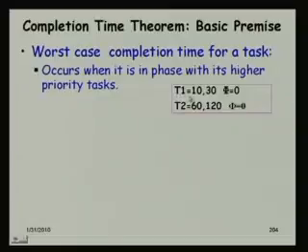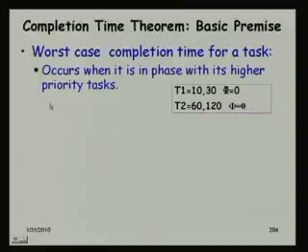T1 has an execution time of 10, a period of 30, a deadline of 30, and let us say a phase of 0. And another task T2, execution time of 60 and period of 120 milliseconds and phase of 0. Now, which will have the higher priority between T1 and T2? Yes, T1 will have higher priority because it has lower period or higher frequency.